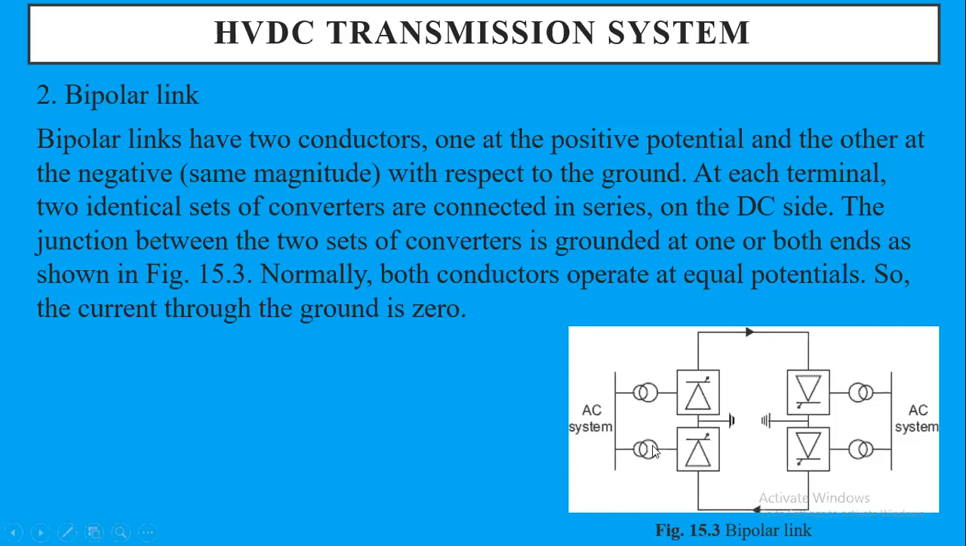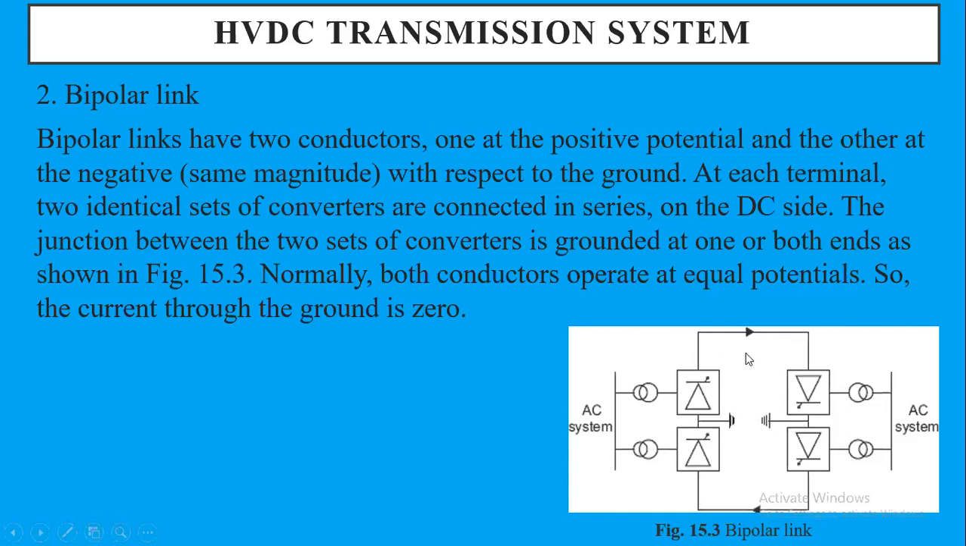There are two bipolar links, and two rectifier converters should be there in series. The same scenario applies on the reverse side, with two converters in series, and the central part should be grounded in both converters. The transmission line carries current on the positive side, and the return current on the negative side, and this scenario fulfils the transmission of electricity.